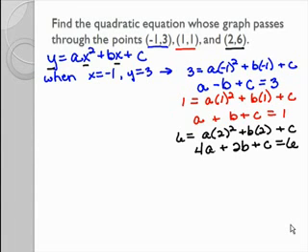Okay, so that is our system of equations. So let's just rewrite it over here. A minus b plus c is equal to 3. Gosh, I hope I don't run out of room.